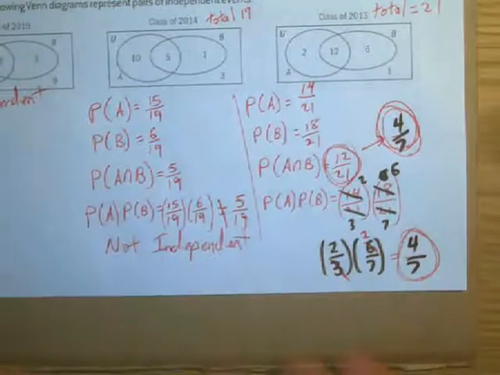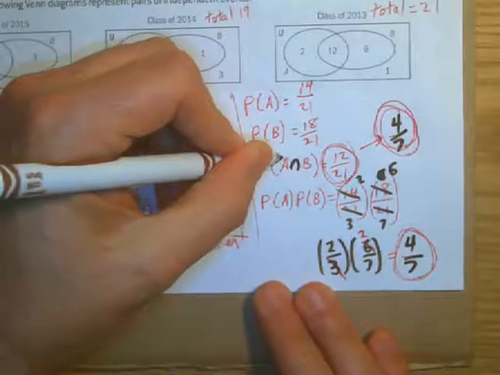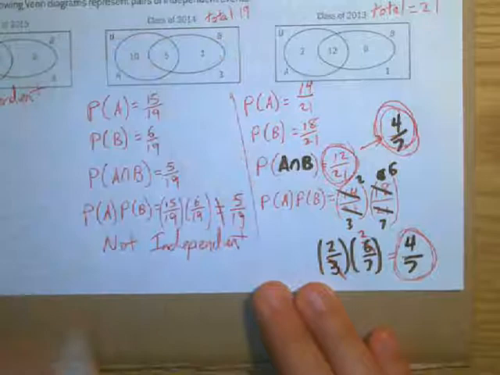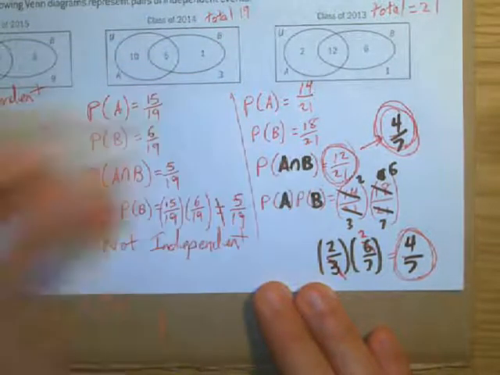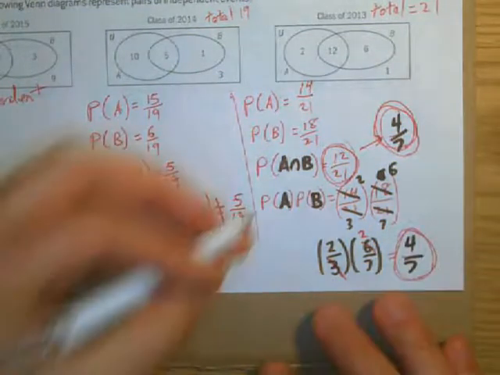So whenever you have the intersection of the two circles equal to the probability of one circle times the probability of the other, when those are equal, then it is independent.